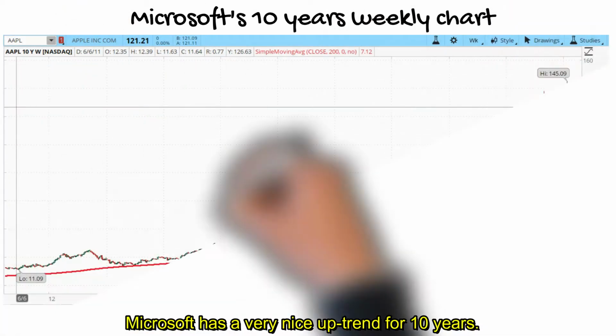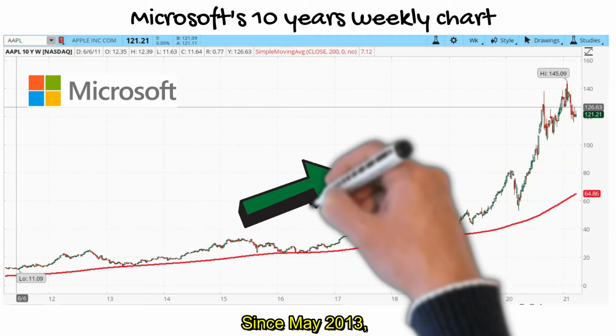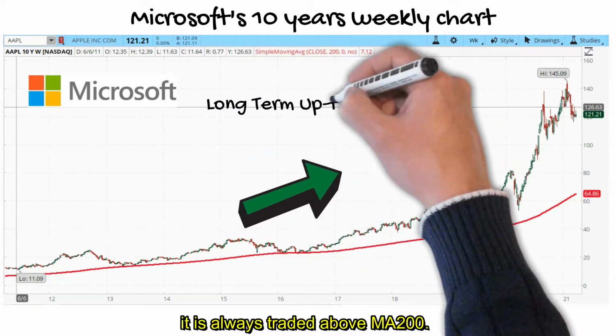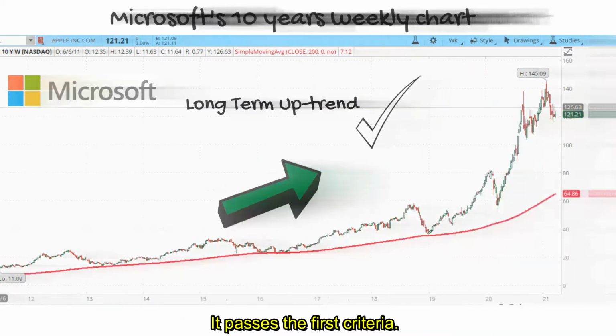Step 1, long-term uptrend. Microsoft has a very nice uptrend for 10 years. Since May 2013, it has always traded above the moving average 200. It passes the first criteria.